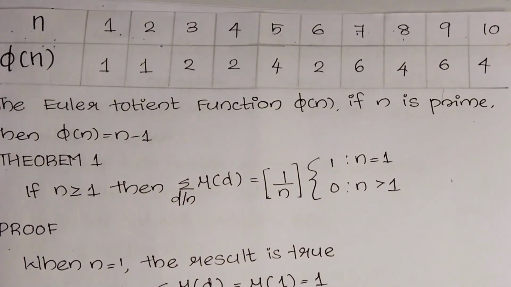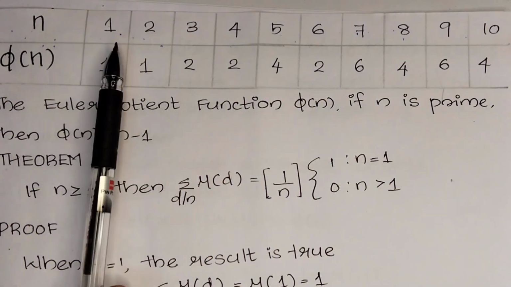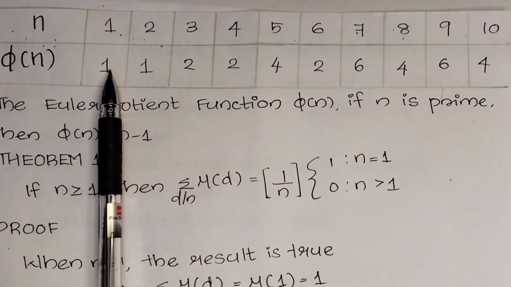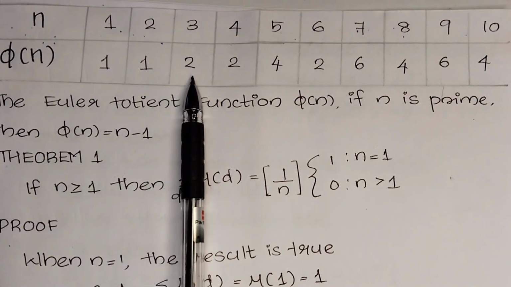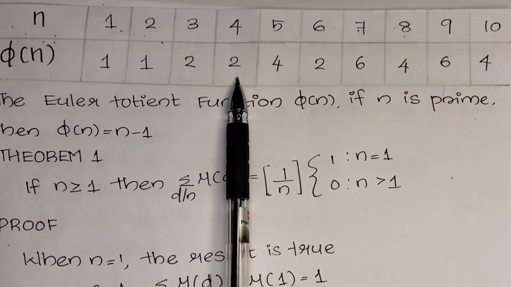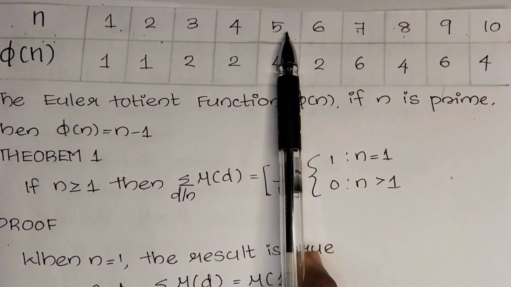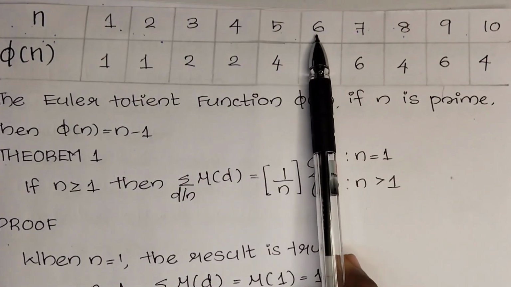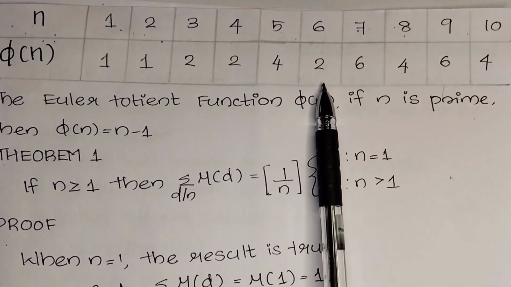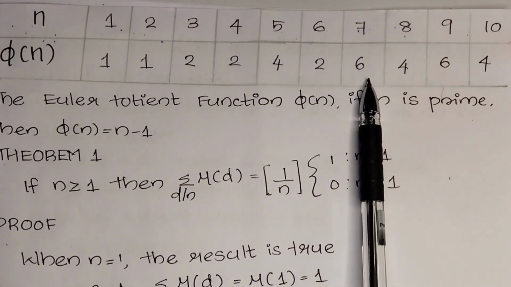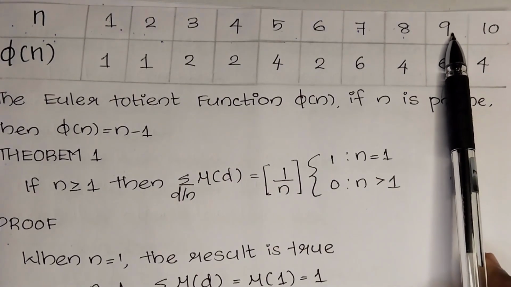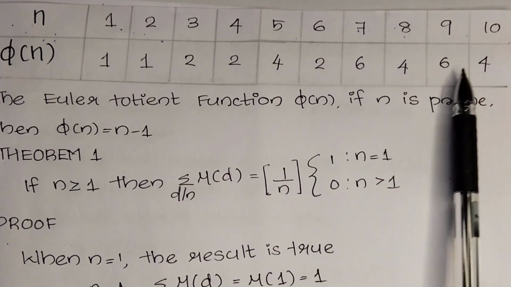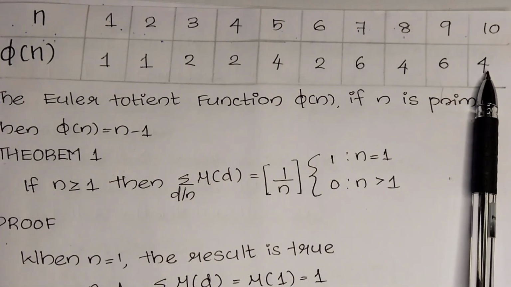Here, the table contains n values and the corresponding Euler Totient function phi of n. If n is equal to 1, then phi of n becomes 1. If n equal to 2, then phi of n is 1. If n equal to 3, then phi of n becomes 2. If n equal to 4, then phi of n becomes 2. If n equal to 5, then phi of n becomes 4. If n is equal to 6, then phi of n is equal to 2. If n equal to 7, then phi of n is equal to 6. If n equal to 8, then phi of n becomes 4. If n equal to 9, then phi of n becomes 6. And finally, if n equal to 10, then phi of n becomes 4.